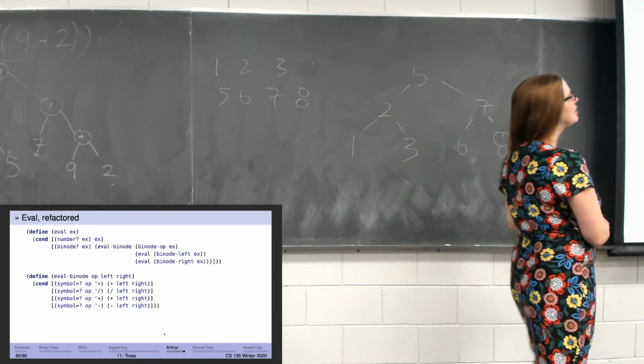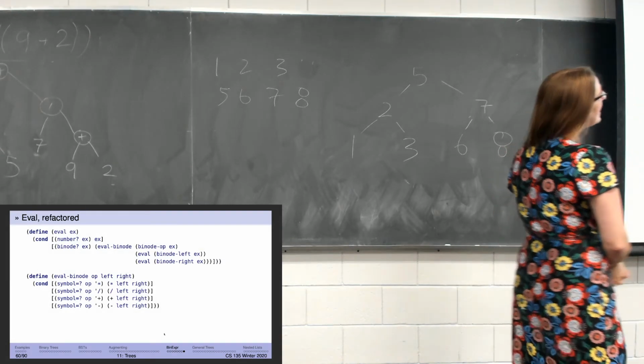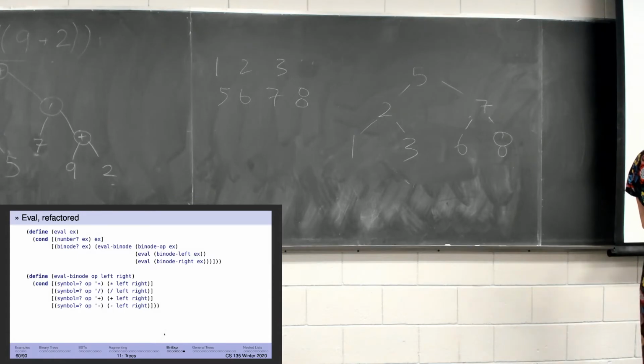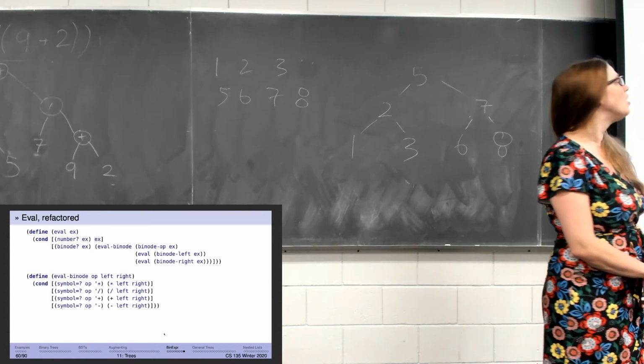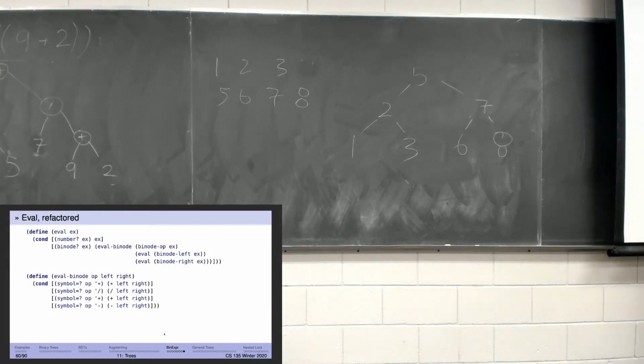This is a refactored implementation of the previous code. What we've done is abstract that call to evaluating the left and right subtrees. So now we call eval-by-node with an operator, a left and a right, instead of on a binary node. What's going to happen is we're going to apply the appropriate operator to the left and the right. And to call eval-by-node, we pass the operator, the result we get from evaluating the left subtree, and the result we get from evaluating the right subtree.